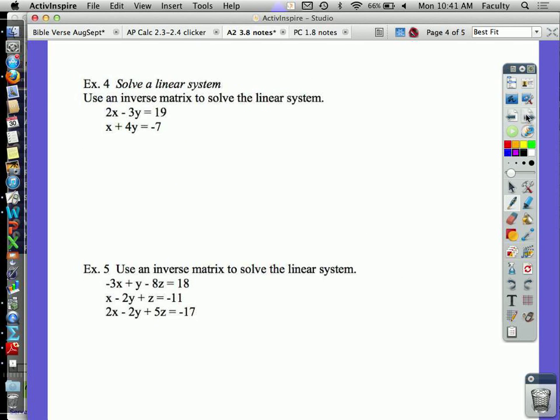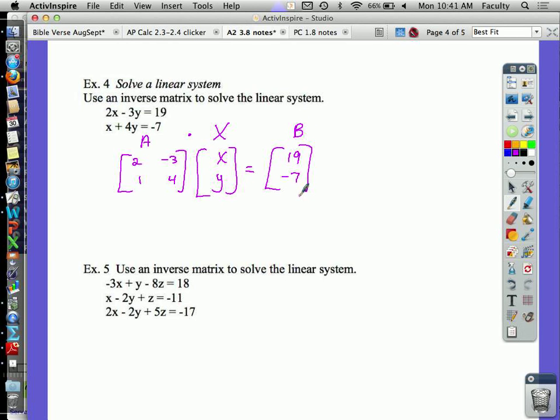So let me show you this. This is so cool. So I'm going to make the A matrix the coefficients. So that would be 2, -3, 1, 4. Now the x represents the variables, and B are the constants or answers.